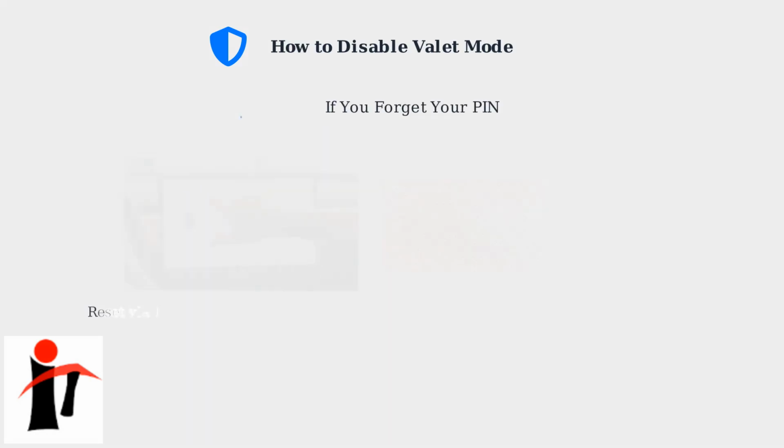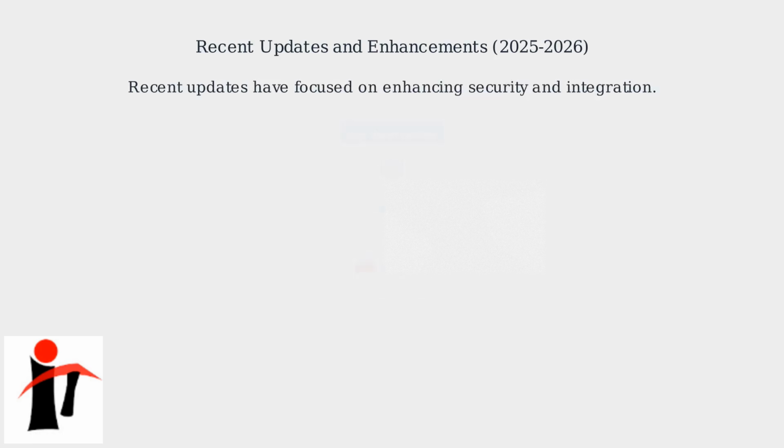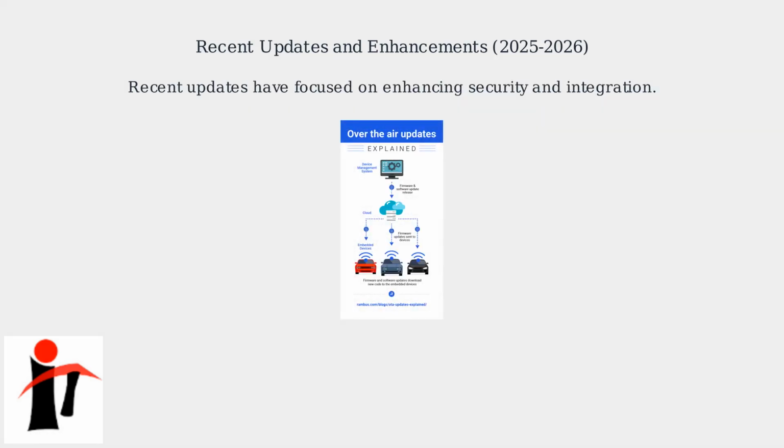If you've forgotten your PIN, don't worry. You can reset it through the Tesla mobile app on your smartphone, or contact Tesla support directly for assistance with resetting your Valet Mode PIN. Recent updates have focused on enhancing security and integration. These updates are delivered over the air, keeping your Valet Mode feature up to date.